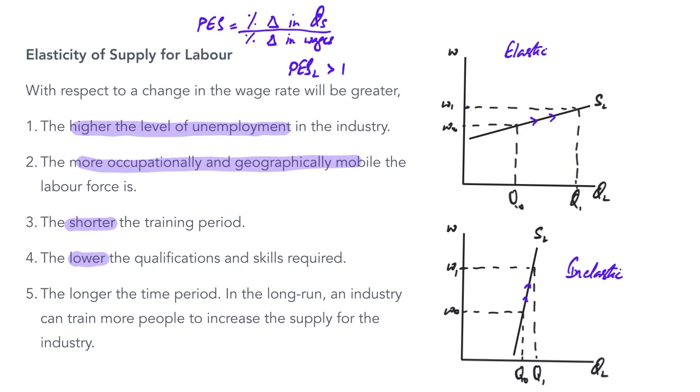And then lastly, how much time do I have? In the long run, we say within an industry you can train more workers and you can easily increase the supply. You can easily increase the elasticity. But in the short time period, I cannot do that. It's not possible for me.